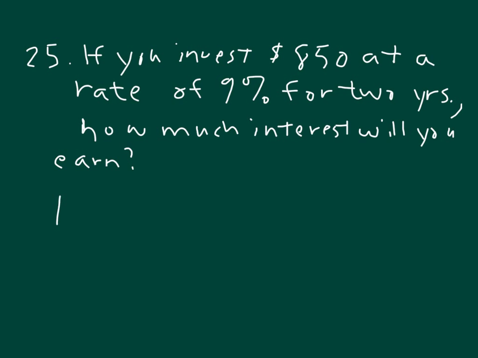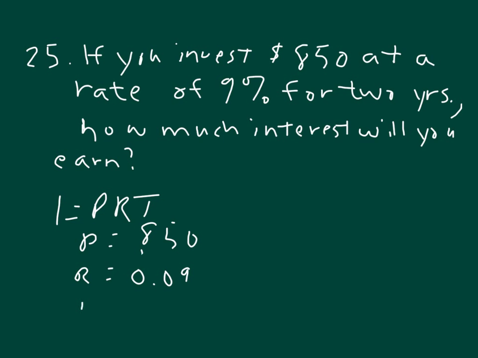Number 25 is going to use the equation that interest equals principal times rate times time. If you invest $850 at a rate of 9% for 2 years, how much interest will you earn? So the principal is $850. Erase that. Make it a little plainer. The rate is 9% or 0.09. And the time is 2 years. The time is always in years. So if you get months, you have to convert that to years. So if it's 6 months, make it 0.5 years.